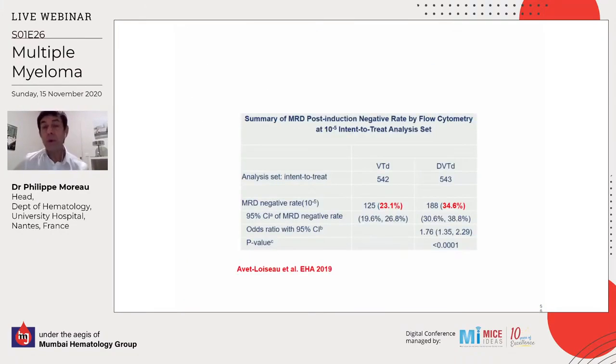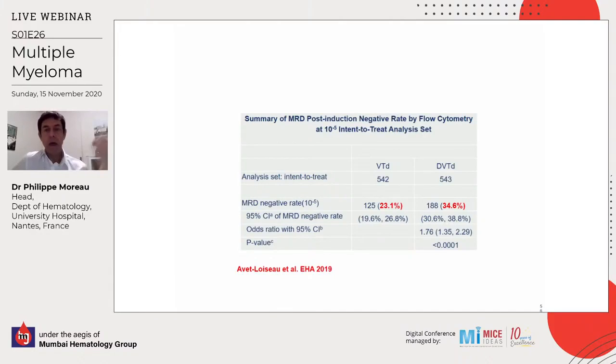We also looked at MRD negativity, and those data are not yet published. We looked at MRD negativity post-induction and before stem cell transplantation, so after 4 cycles of either VTD or DARA-VTD. And with the quadruplet combination, the MRD negativity rate is 34% versus 23% with VTD alone. So a higher rate of MRD negativity with the quadruplet after induction.